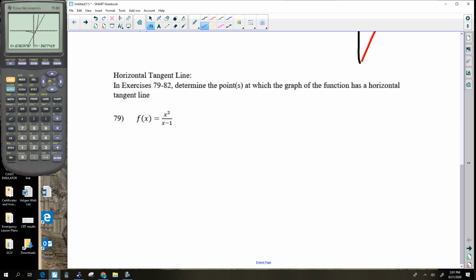Okay, again, this is asking for horizontal tangent lines. Horizontal tangent lines imply that the derivative is equal to 0. The slope of the tangent is equal to 0. Determine the points at which we have horizontal tangent lines. So we need to begin with the derivative: bottoms up, derivative of the top, minus the vice versa.